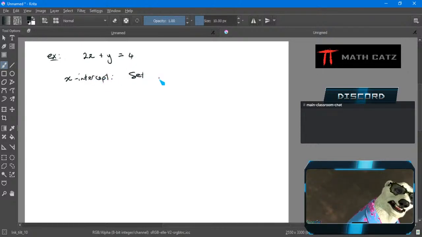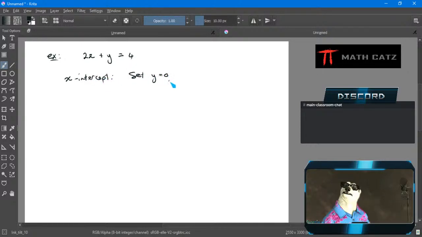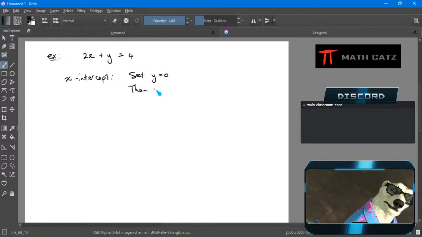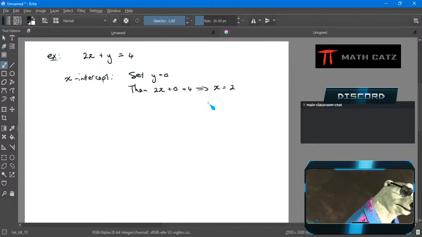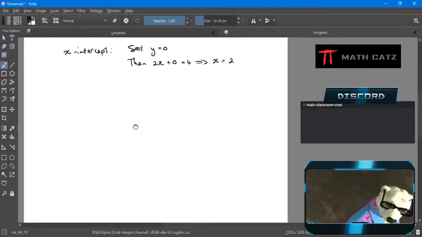I'm going to set y equal to 0. And then I get 2x plus 0 equal to 4. So x is equal to 2. I'm going to leave a little space and start my graph because I have information. I want to put it in on my graph. But I still, of course, need to do the y-intercept.